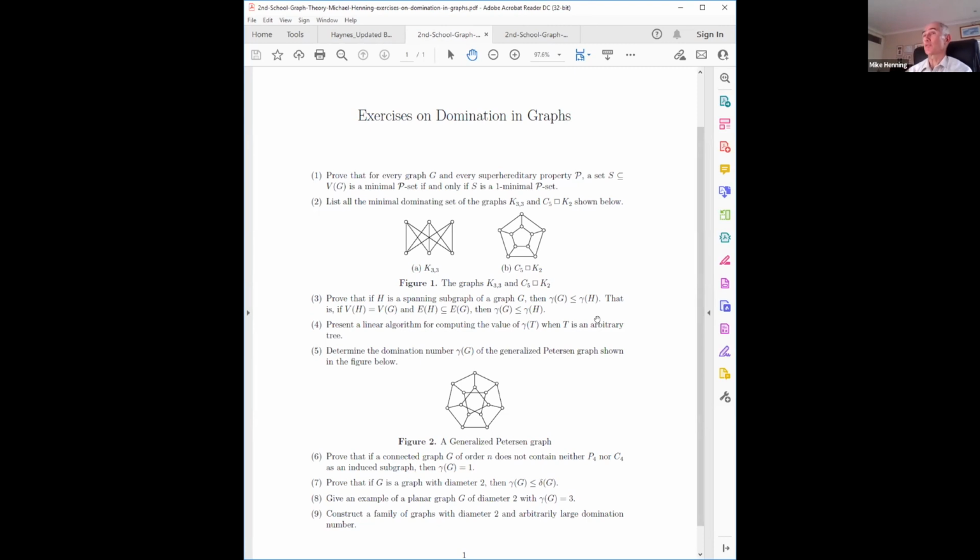Domination in cubic graphs, as I said, if the order is very large, we don't know what the supremum is of gamma over the order if you take the limit. That's a very big problem. The girth one, as I mentioned: for a cubic graph, the conjecture is if the girth is at least 6, what is the domination number?